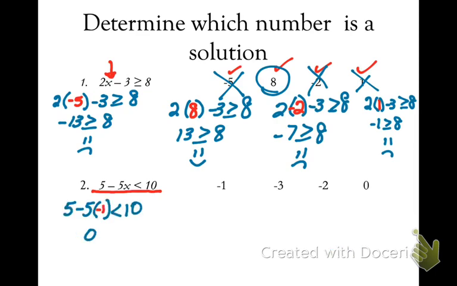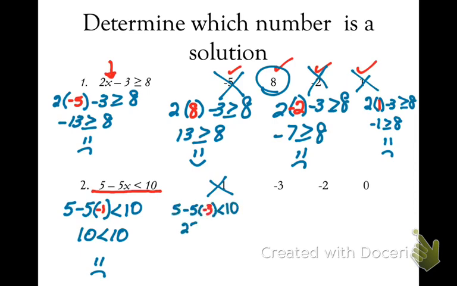All right, let's compare your answers to mine. I got that 10 is less than 10. Now, you have to be careful on this because it doesn't say 10 is less than or equal to 10. Since it doesn't have that equal, this is not a true statement. 10 is not less than 10, so that cannot be a solution.